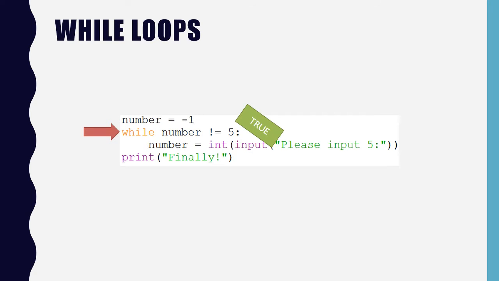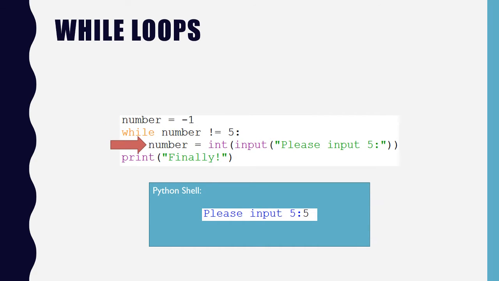And then we check whether or not that number is not equal to 5. Well, that's true, it is not equal to 5, so we jump inside the while loop, and we prompt them in the shell, please input 5. If they type the number 5, we'll store that result in number, and we'll come up here and check. Well, number is equal to 5, so that means our condition on the while loop is false, which means instead of going into the while loop, we'll jump all the way down to the next regular line that's not inside the while loop, and we'll print out finally.